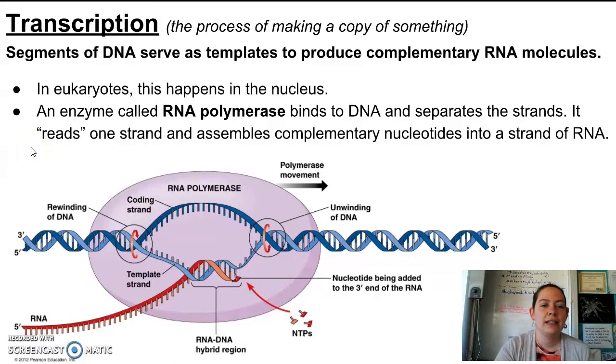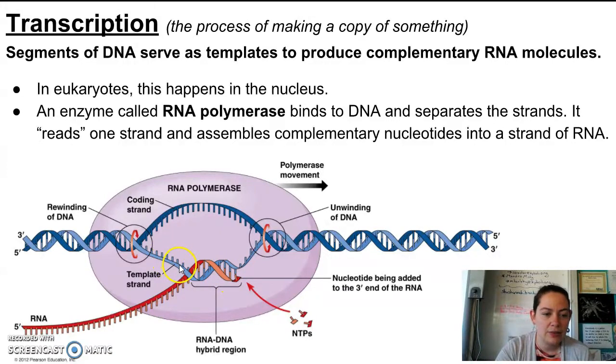So in eukaryotes, this is going to happen in the nucleus because that's where all the DNA is, right? So there's a big enzyme called RNA polymerase, shown here, this big pink thing. It's a really cool enzyme, and it's going to come in and bind to DNA in the nucleus. And where it binds, it's going to separate the strands a little bit. And then it's going to use one strand, or read one strand of DNA, and use it to assemble a strand of mRNA that is complementary to it.